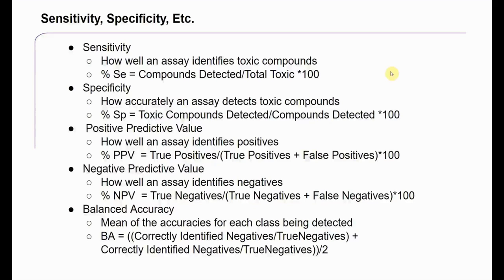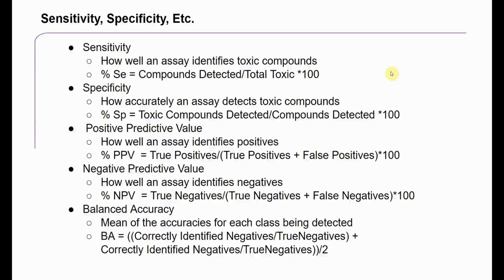So here, this means essentially the number of toxic compounds detected divided by the total compounds detected. And so you could have an assay that's very sensitive. It's very good at detecting toxic compounds, but it may not be specific, in that a lot of the things that it's detecting may be false positives. Obviously, what you want is an assay that's both sensitive and specific. There are other values that are used, such as the positive predictive value, and so this is how well an assay identifies positives. The negative predictive value, how well an assay identifies negatives.